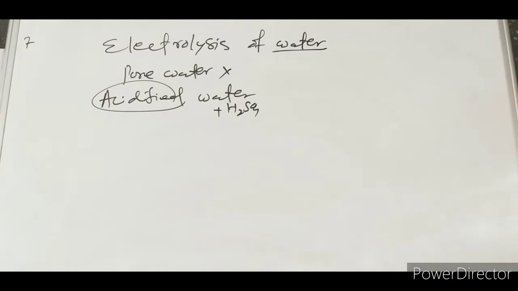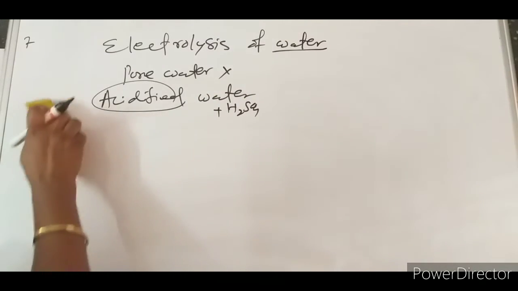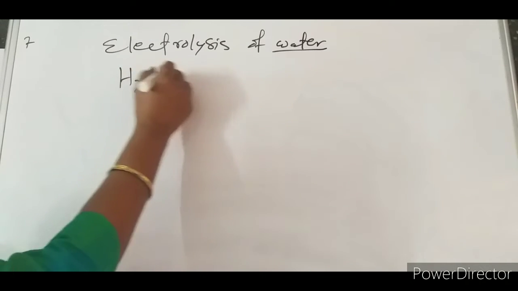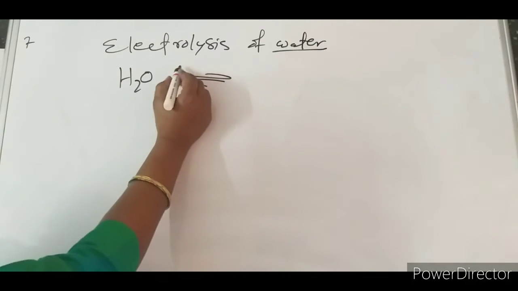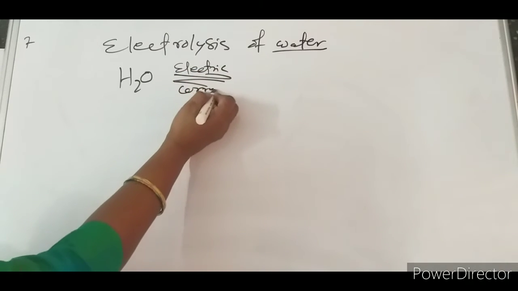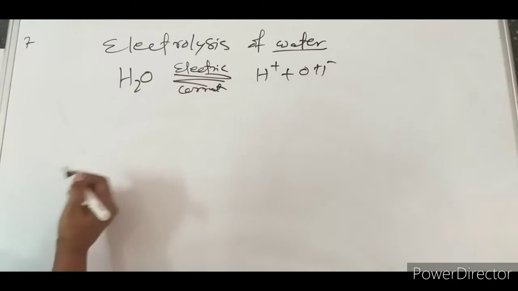So why can pure water not be taken? Because pure water is a bad conductor of electricity. That is why ions cannot be formed and the electrolysis process cannot be possible. So when we take water, it dissociates when electric current is passed, and it forms H plus ion plus OH minus ion.